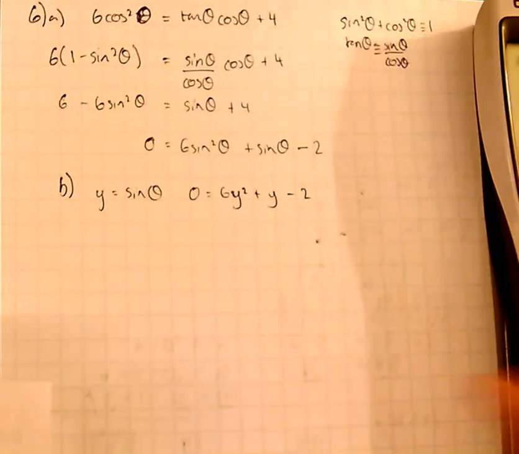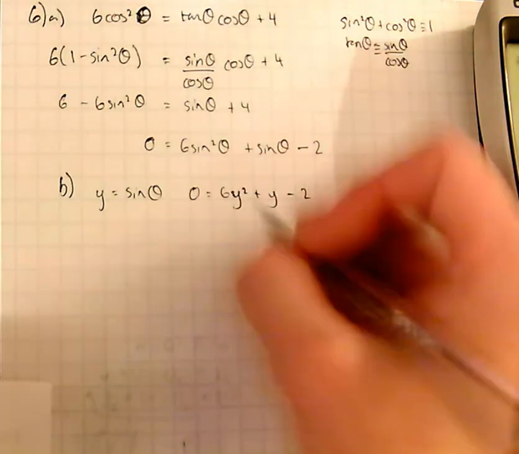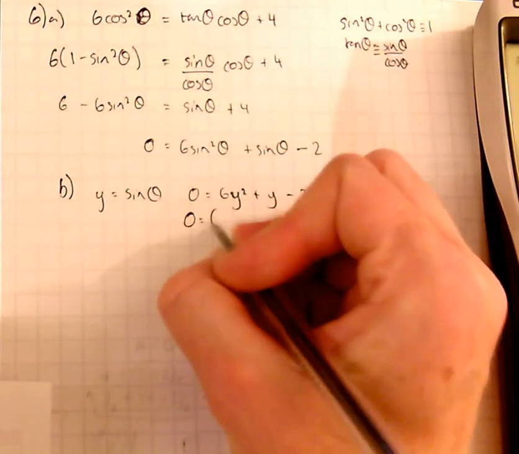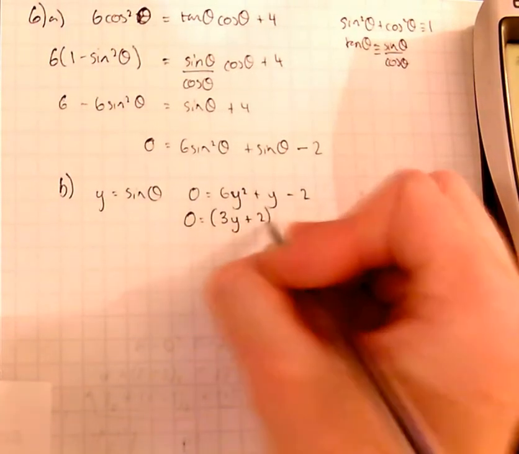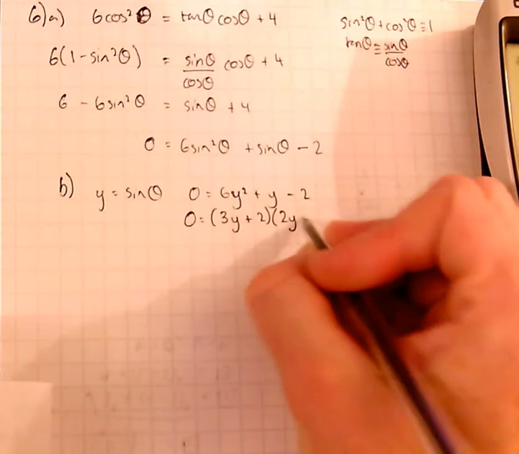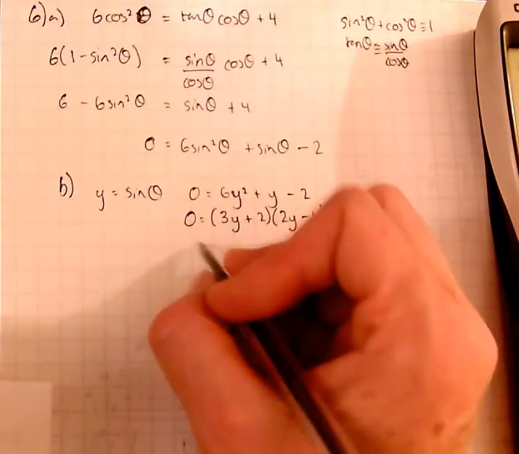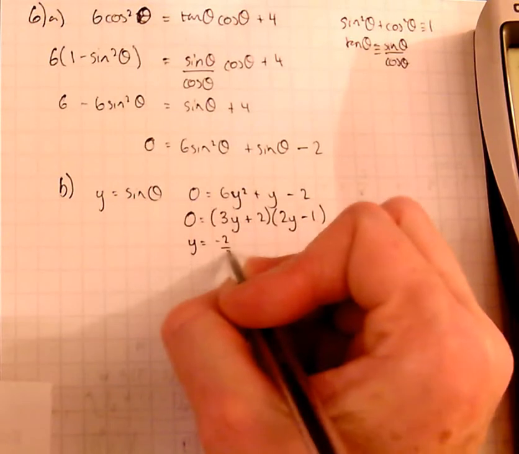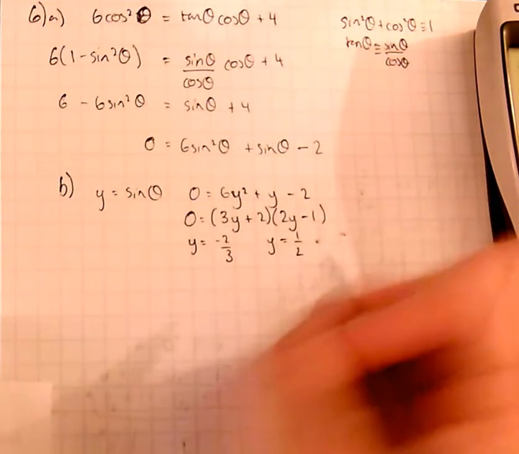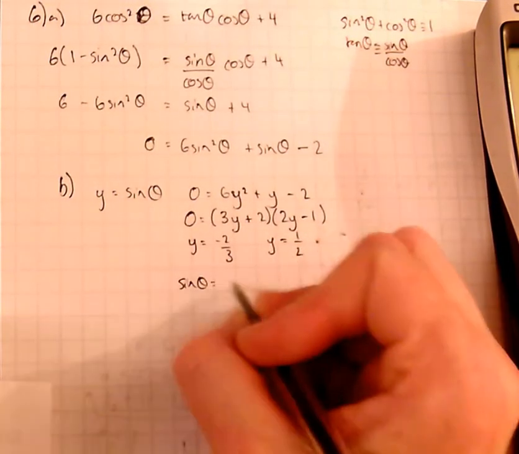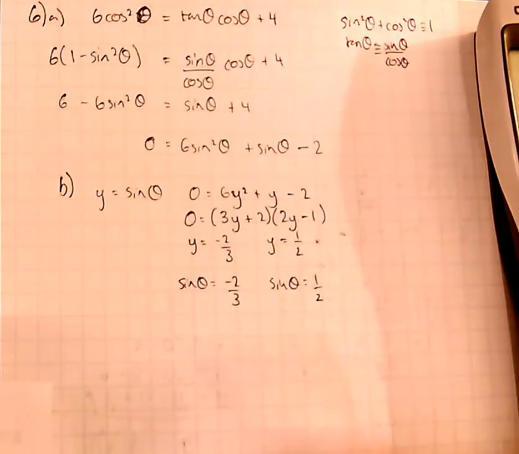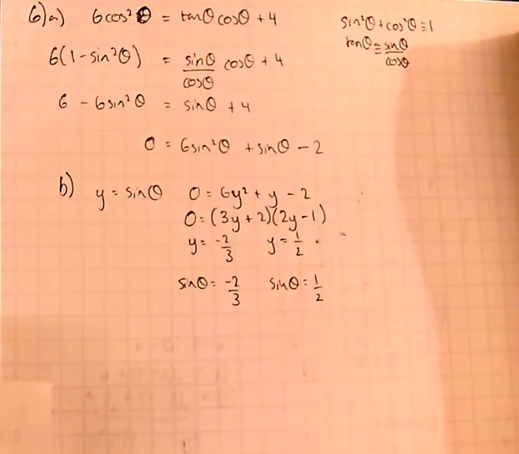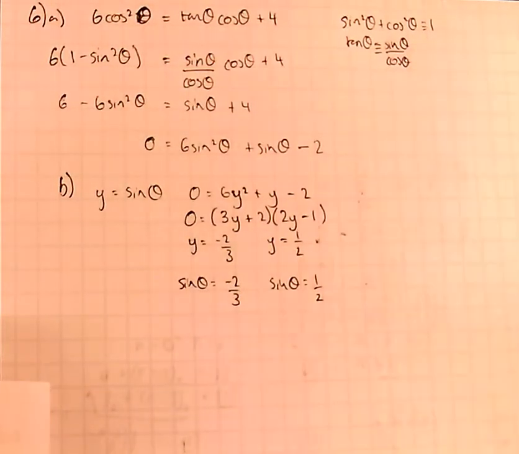So I'm now going to cheat and use that to help factorise. So I've got 0 is equal to 3y plus 2 and 2y minus 1, which gives us that y is negative 2/3 and y is equal to a half. Sine theta is negative 2/3 and sine theta is a half. Now they're completely reasonable for sine, it's between minus 1 and 1, so that's great. So we can now solve those equations.